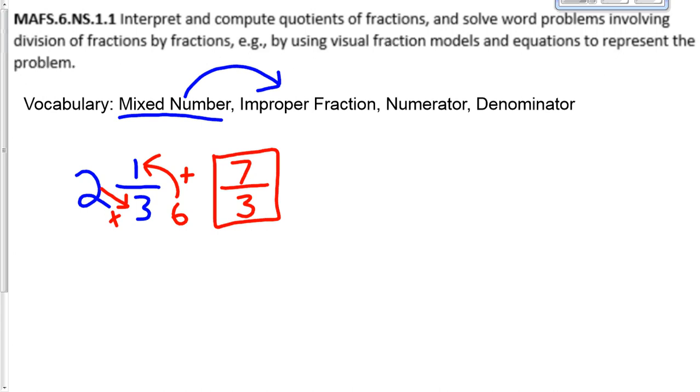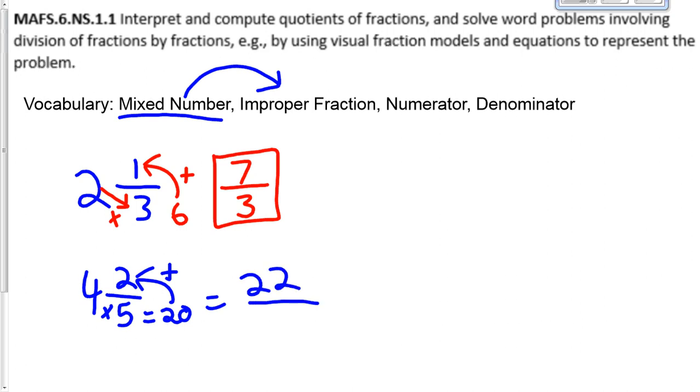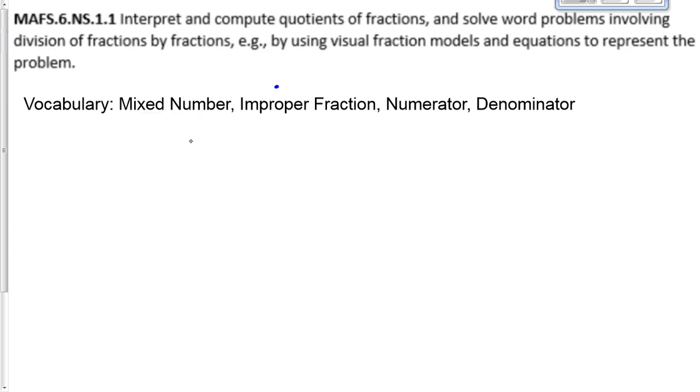Let's look at another example. Let's say I have 4 2/5. I would first do 4 times 5. 4 times 5 is equal to 20, and then you would add 2, and you would get 22/5.